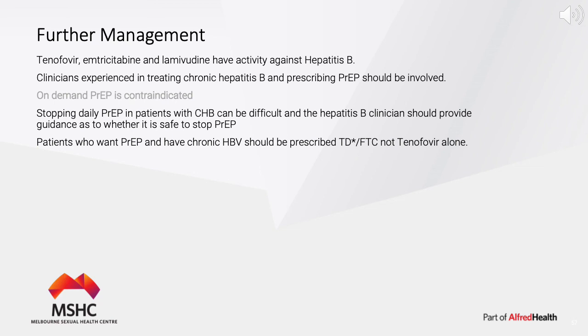We know that tenofovir, emtricitabine, and lamivudine all have activity against hepatitis B, and we're using 2 drugs to treat the hepatitis B and to prevent flares. Okay. Stopping daily PrEP in patients with chronic Hep B can be difficult, and therefore you need to include a hepatologist. Okay. Basically, you have to use 2 drugs, which is tenofovir disoproxil with FTC or tenofovir disoproxil plus lamivudine. Some countries use tenofovir disoproxil alone for PEP, but we do not do this here, because of the risk of causing acute flares in hepatitis B.